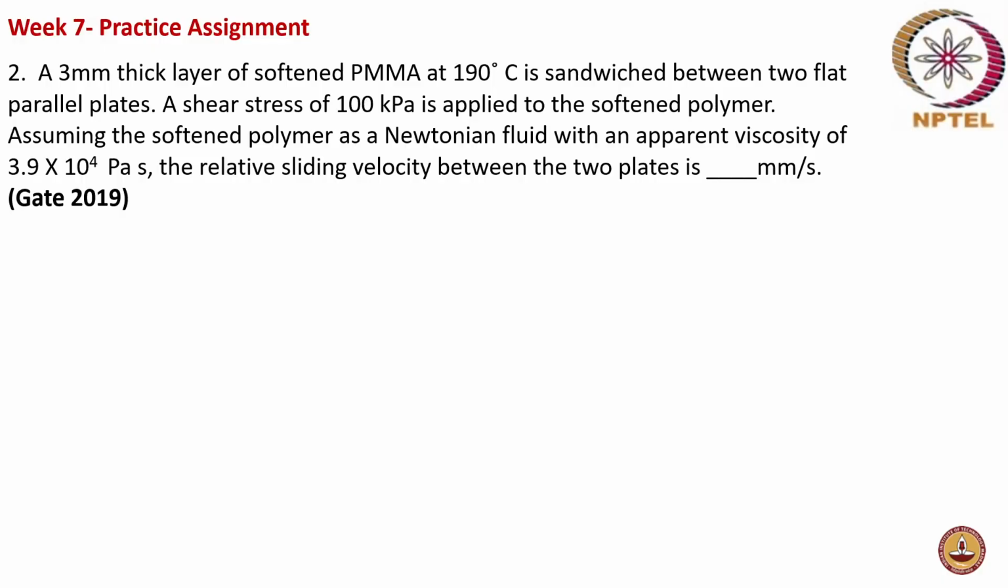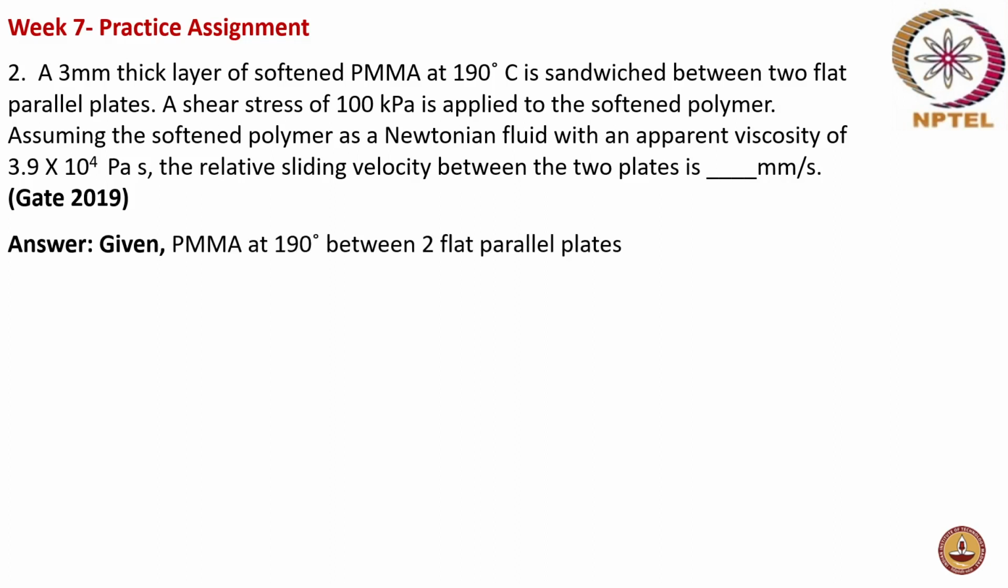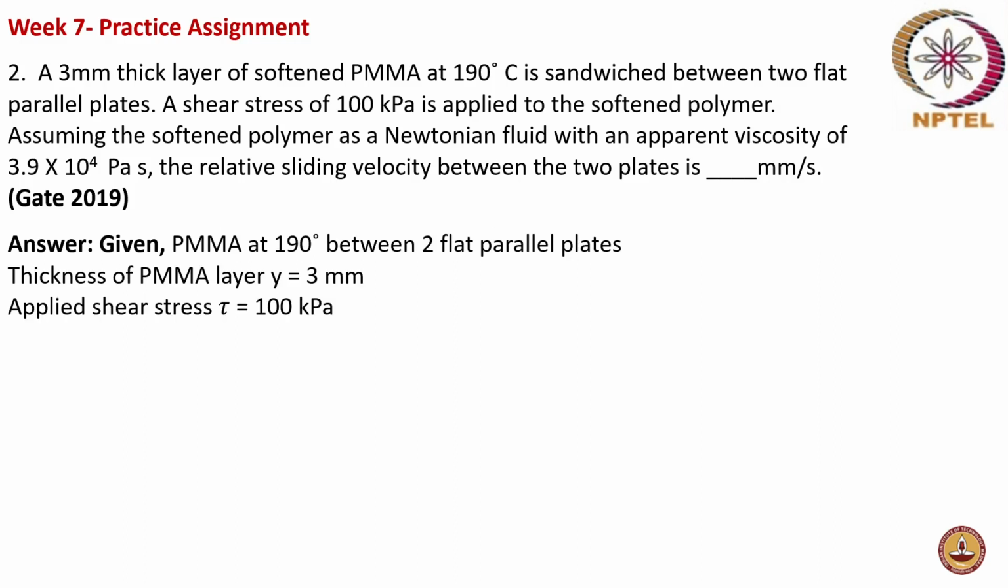Okay, no worries. Now let's proceed to the solution. As I said, the material is at 190 degree and it is softened. They have given it as a Newtonian fluid. They have given the shear stress and the viscosity also. The thickness of PMMA is also given, which is 3 mm. So the applied shear stress is 100 kilopascals and the apparent viscosity is 3.9 into 10 power 4 pascal seconds.